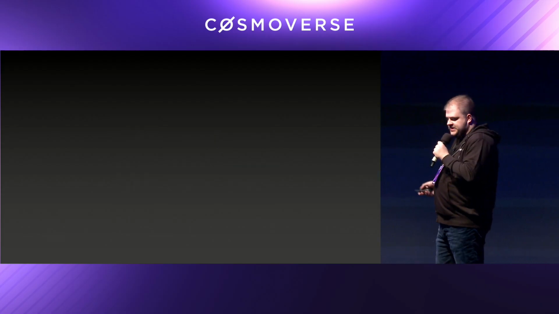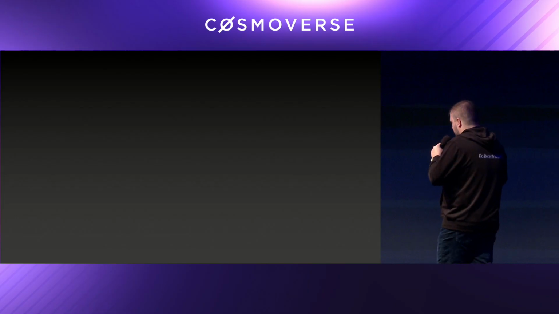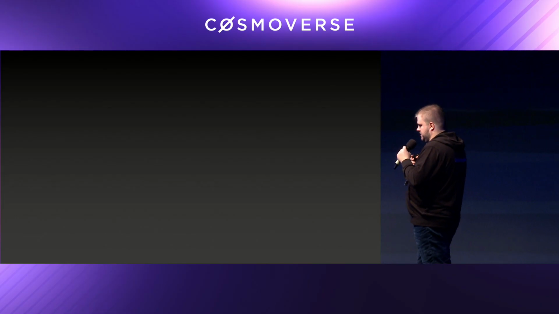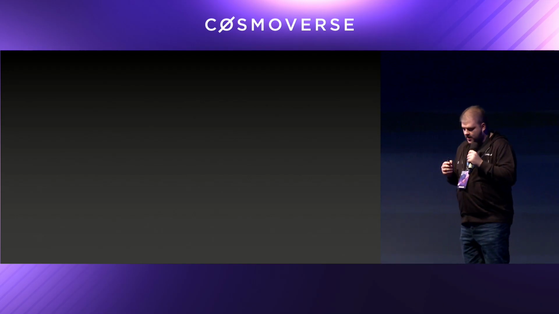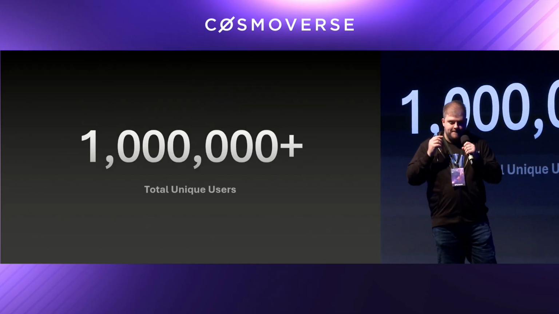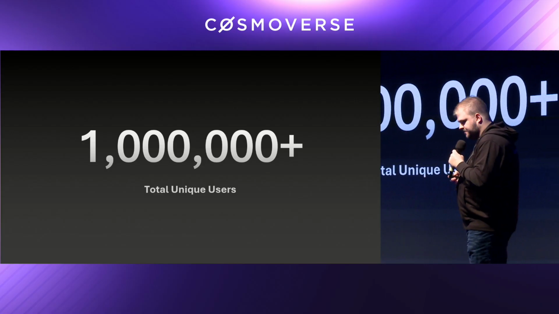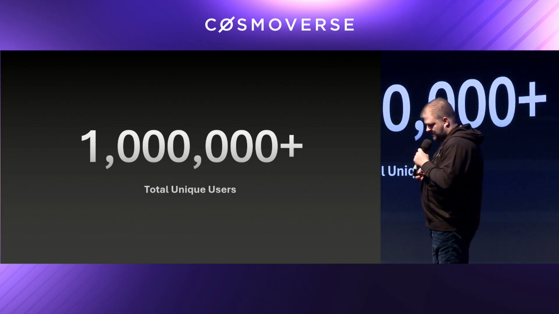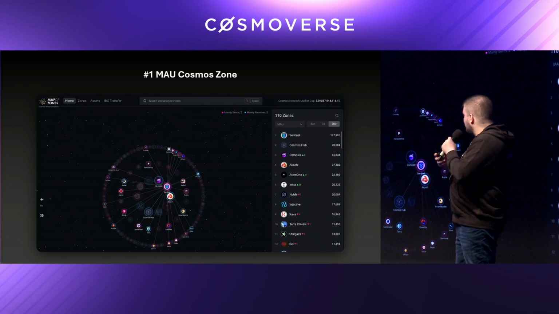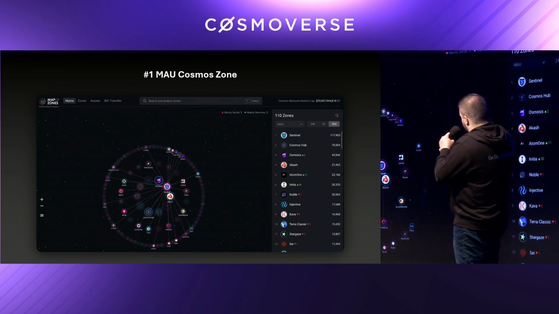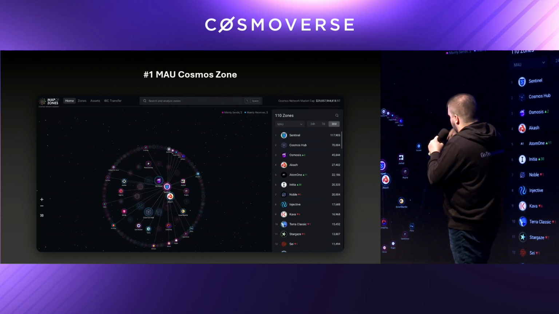So all of this progress was something that makes our next milestone possible. So far, Sentinel has reached 1 million total unique users. And we went to the number one place of most monthly active users in Map of Zones.